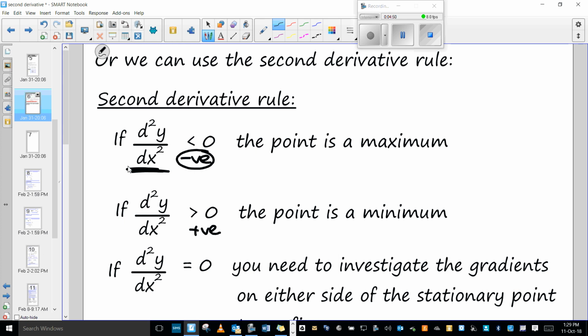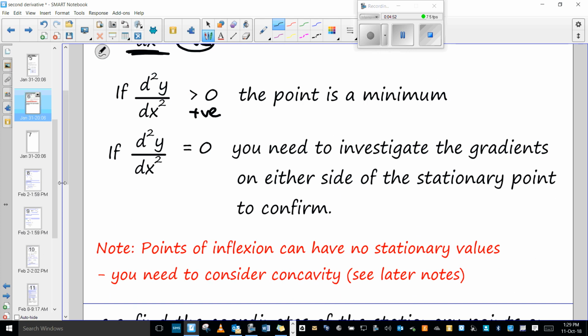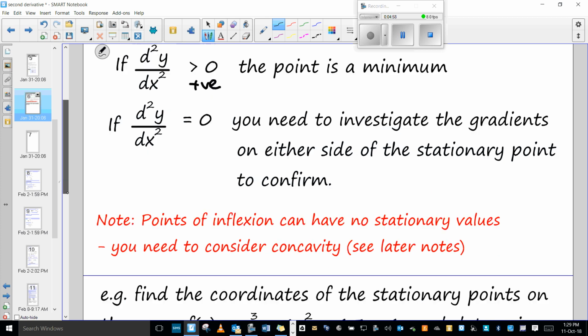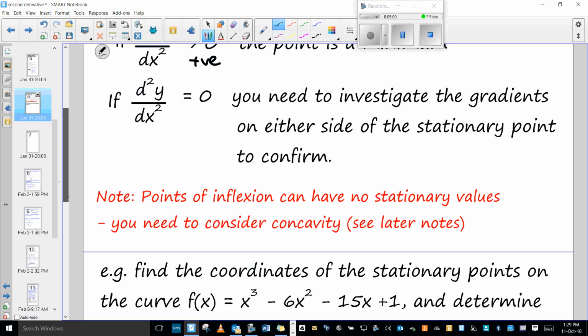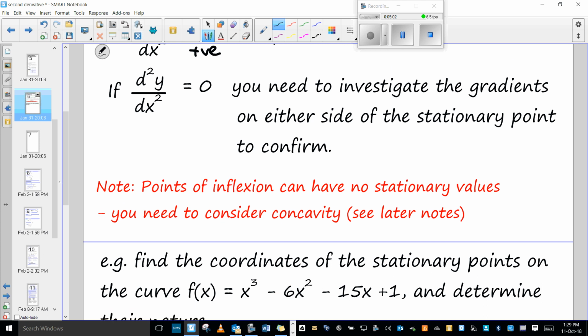Now, if the second derivative is equal to 0, it's probably going to be a point of inflection, but you just need to investigate further. So points of inflection have no stationary values. You need to consider concavity. So we'll talk about that later.